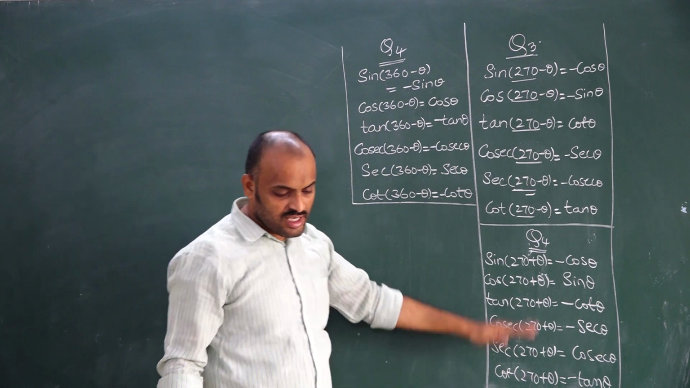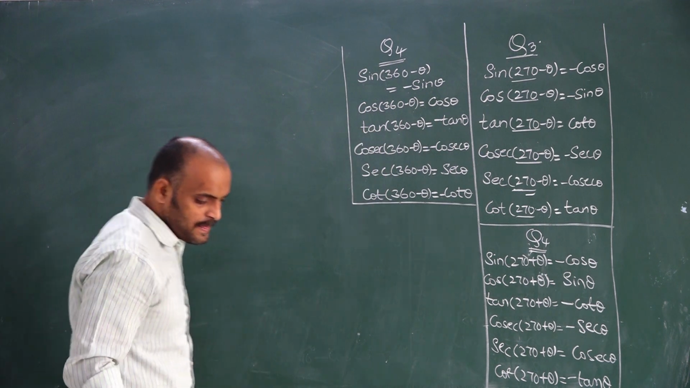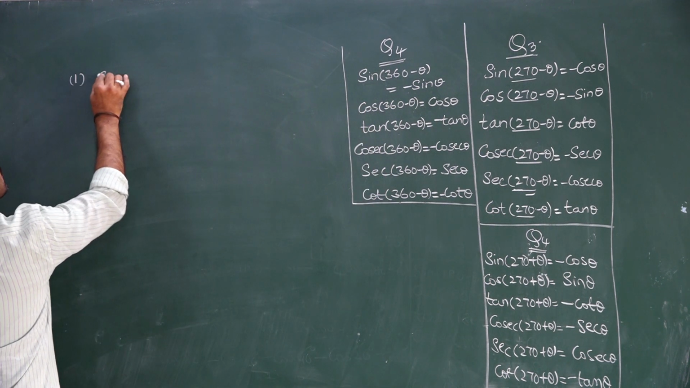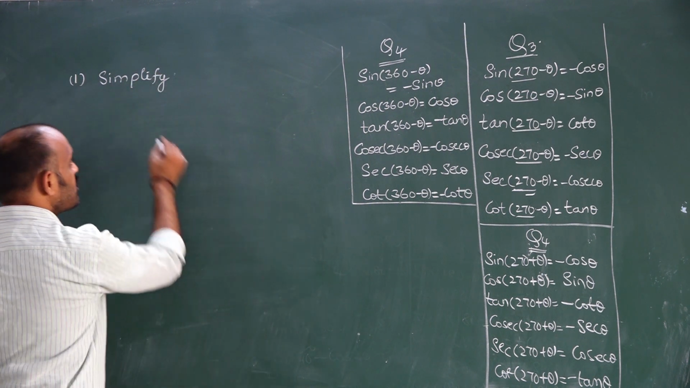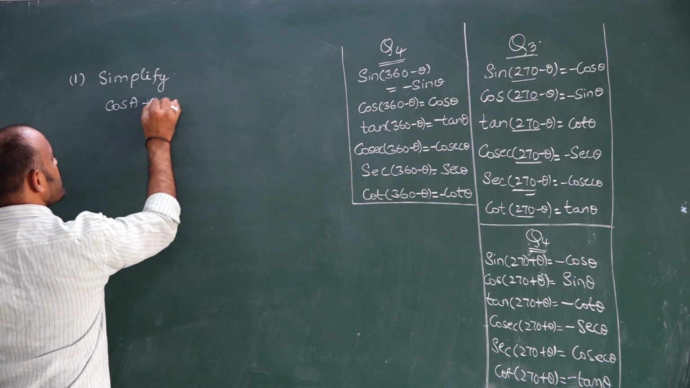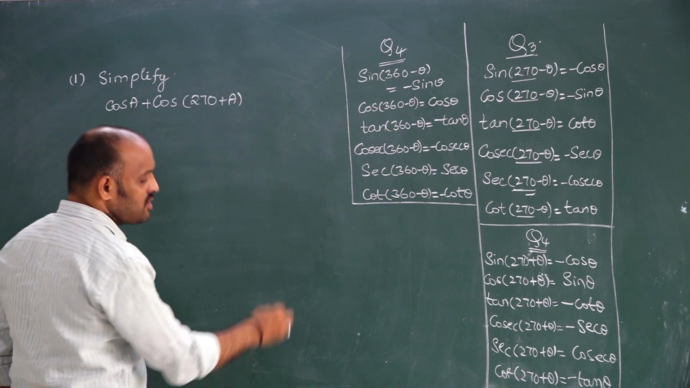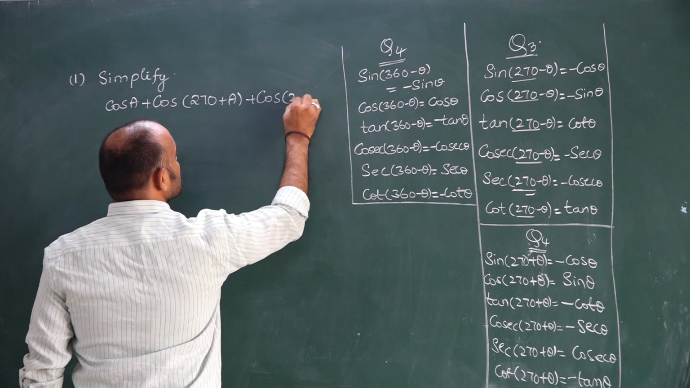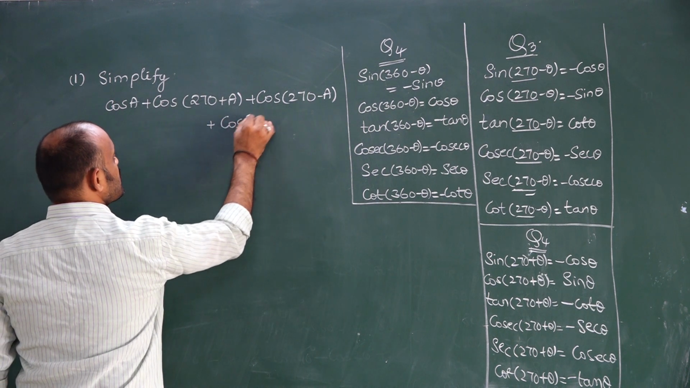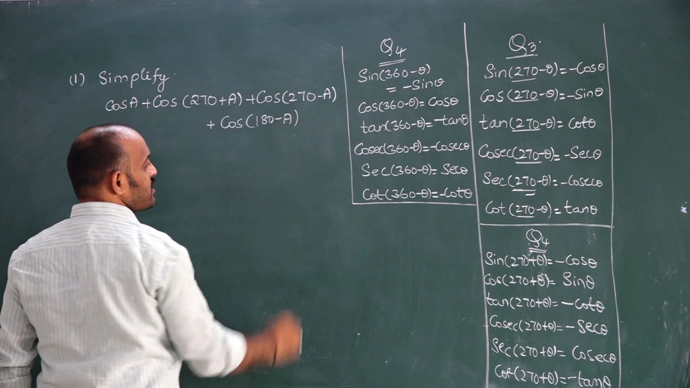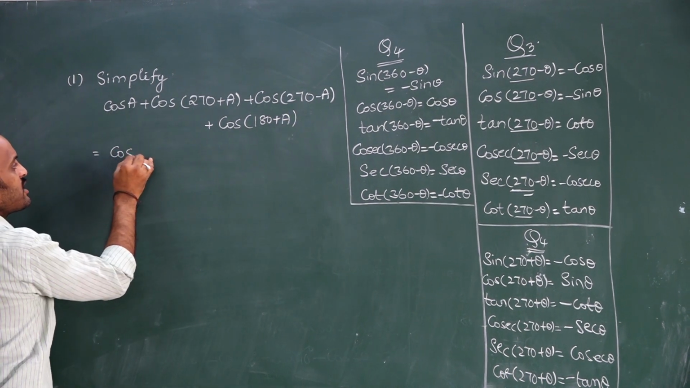So on this, let's see some of the questions so that we can understand the concept. Simplify: cos A plus cos of 270 plus A plus cos of 270 minus A plus cos of 180 minus A plus cos of 180 plus A. Cos A as it is.